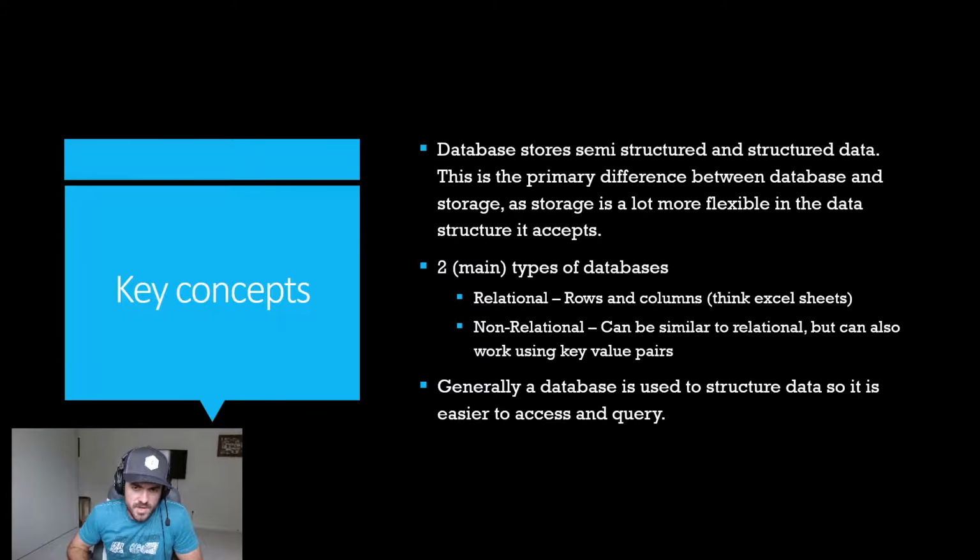There's two main types of databases. There's relational, which are rows and columns, like Excel spreadsheets. Pretty much that's exactly what a relational database is going to look like. And then you have non-relational databases, which are similar, but most of the time they work using key value pairs. And generally, databases are used to structure data, so it's easier to access and query.